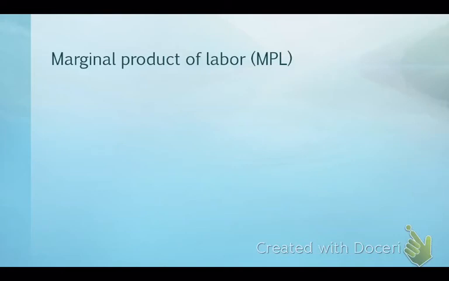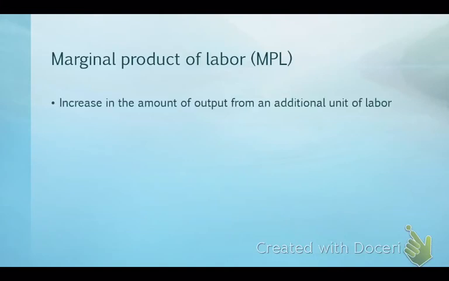Yes, Zach. The increase in product from adding on more workers. Right. The increase in the amount of output from an additional unit of labor. MPL, marginal product of labor: the increase in the amount of output from an additional unit of labor. Everybody got it? All right.